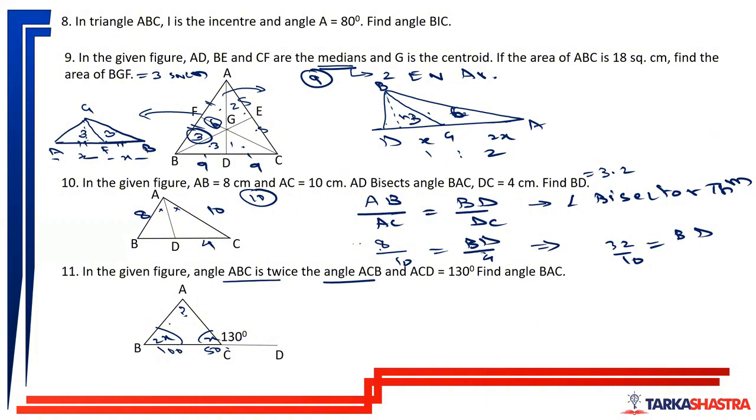Now the total sum will be 30 degrees. So this is 50, this is 100, 150, 150 plus 30, 180. So angle BAC is equal to 30 degrees. I hope you are getting everything. Just make sure that before looking at the solution, you pause the video and try to solve the question.